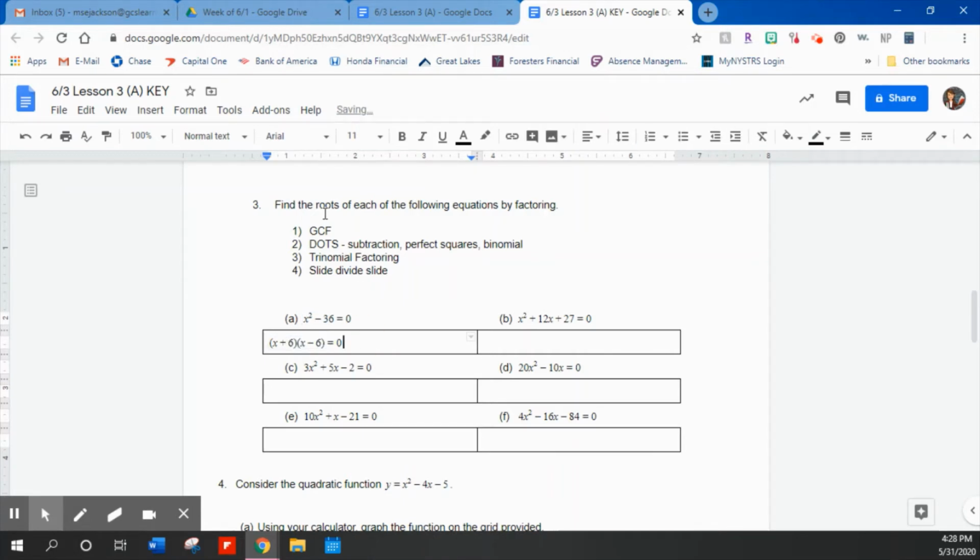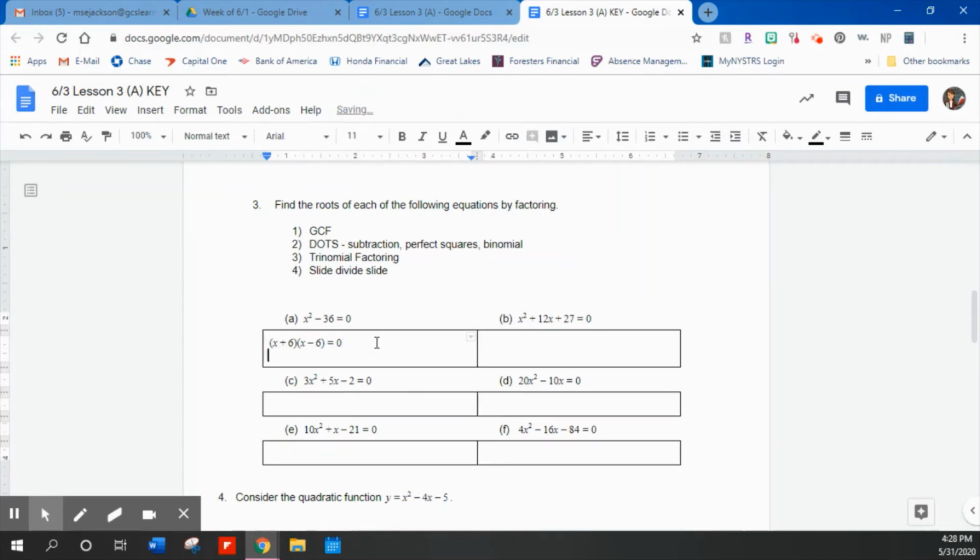Okay, now it says find the roots. So we need to solve this. That's also a big hint is that it's equal to 0. So that should tell you right now that we are solving. So you might get to the point where you don't have to really do the T-chart as much. So the first factor, x plus 6, if we set that equal to 0, we'll get negative 6. The other one, we will get 6. So that is our solution set.